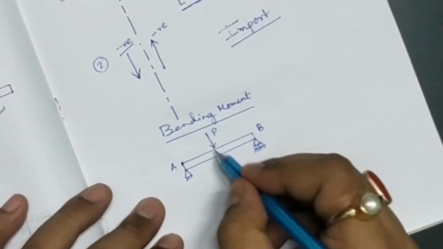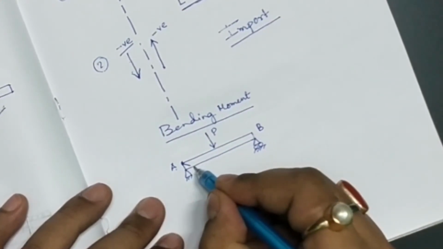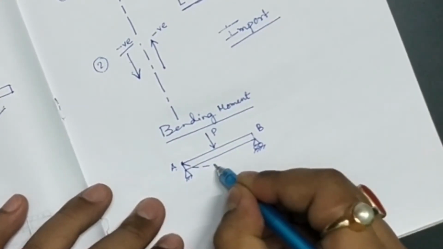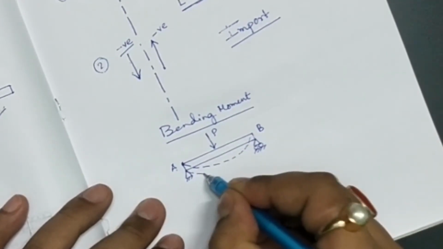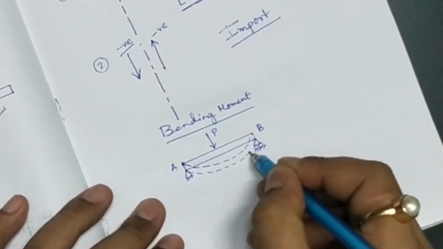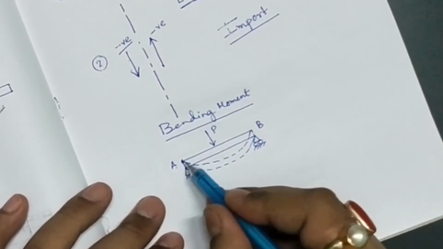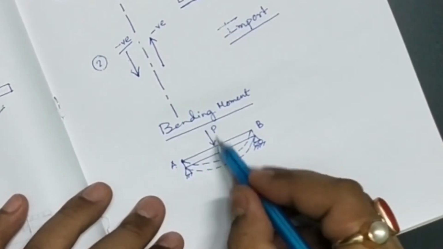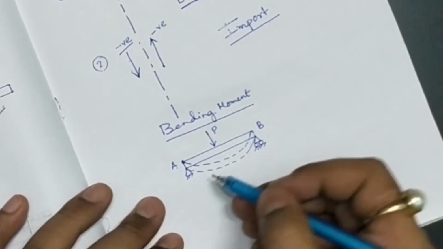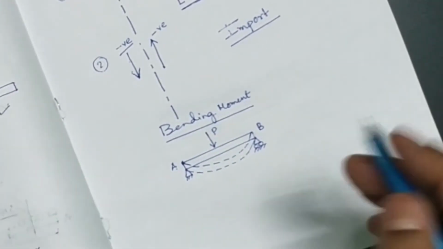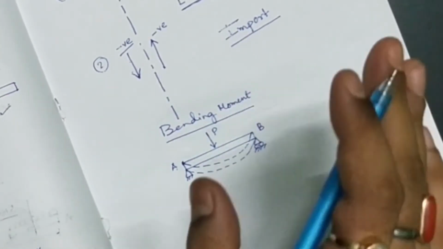Now for the action of this force P, this beam will tend to bend like this, which is bending, meaning deformation. Previously the beam was like this. After the application of force P, the bending takes place and the beam has undergone deformation. Now this is due to the bending moment that is acting in the beam.